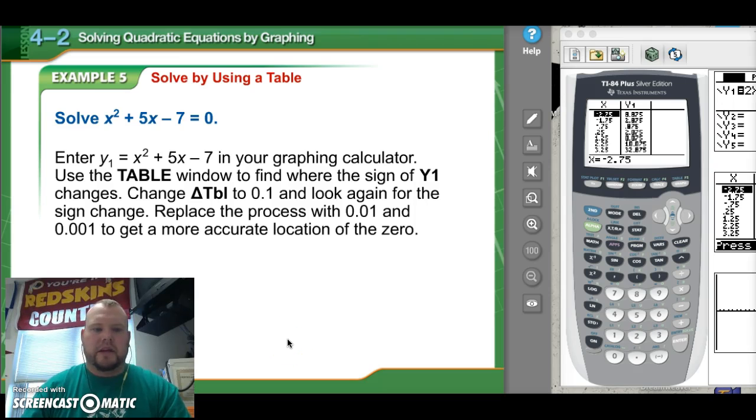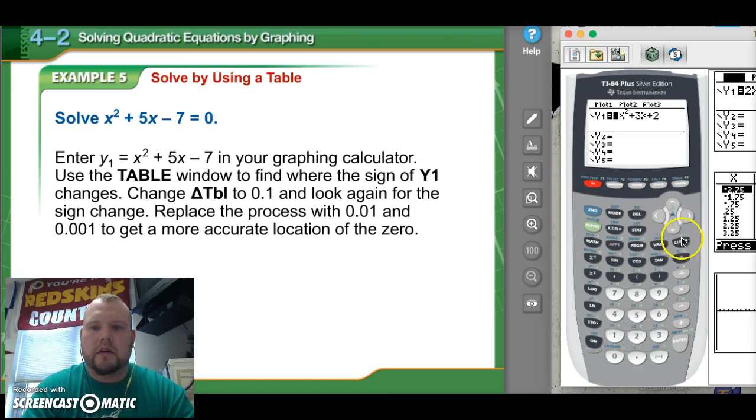Okay, so picking up, you can see that I've got the graphing calculator over here on the right side of my screen. What we're going to do first is go to y equals on our calculator and type in the equation x squared plus 5x minus 7. It says we need to use the table window to find where the sign of y1 changes.